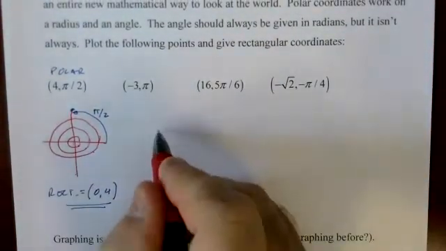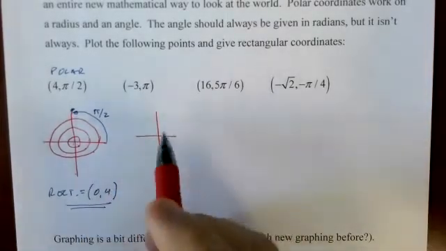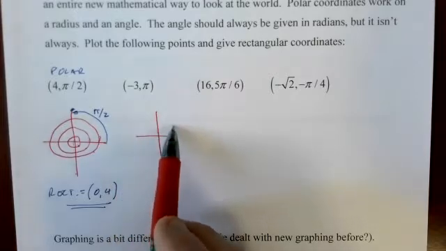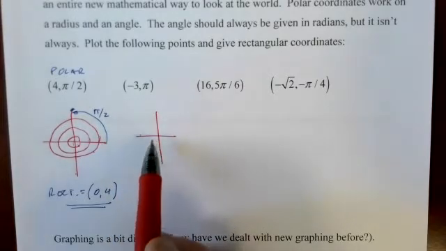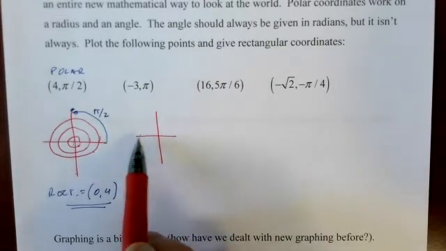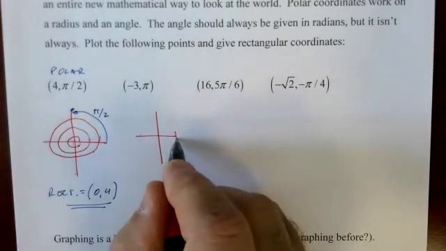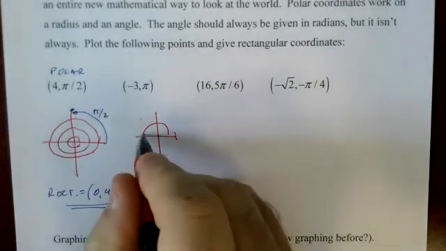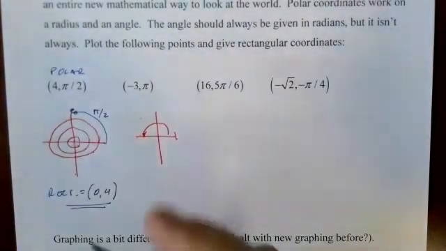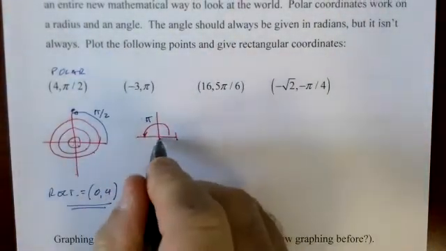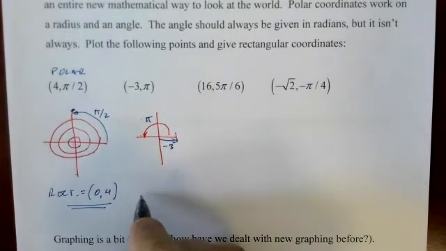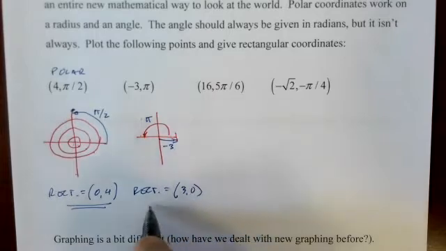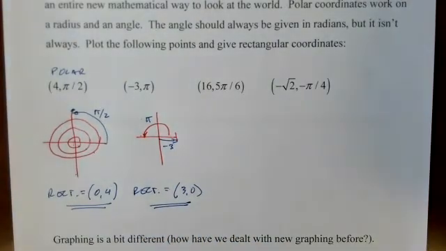The negative 3, pi, notice the negative means instead of going forward this way, we go backwards, and pi is here. So actually I was wrong. Start with pi, that would be positive 3 backwards. So this ends up over here. All right. So that's pi, and then that's negative 3. So rectangular would be 3, 0, which is counterintuitive. Doesn't make sense.